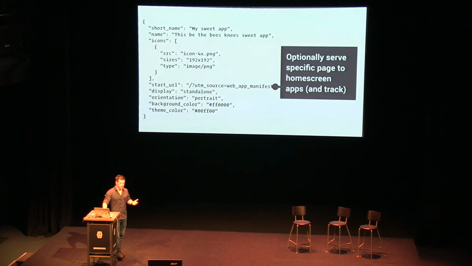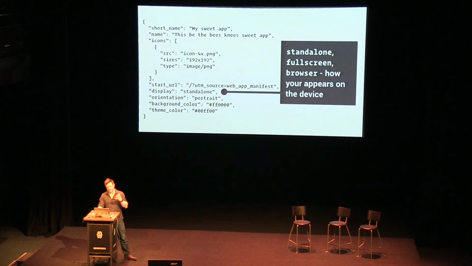I can give it a starting point, which if I don't give it the starting point, it'll be where the user was when they installed. But in this case, I can add a tracking code, so I can track how many people are coming in from my homepage installed app. I can say whether or not it should be a standalone utility, whether it should be full screen or open in the browser.